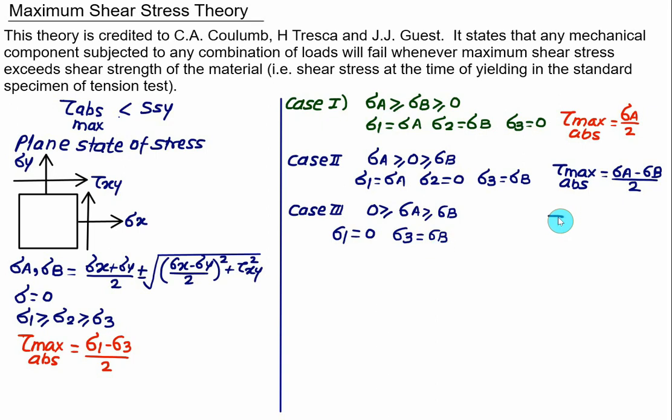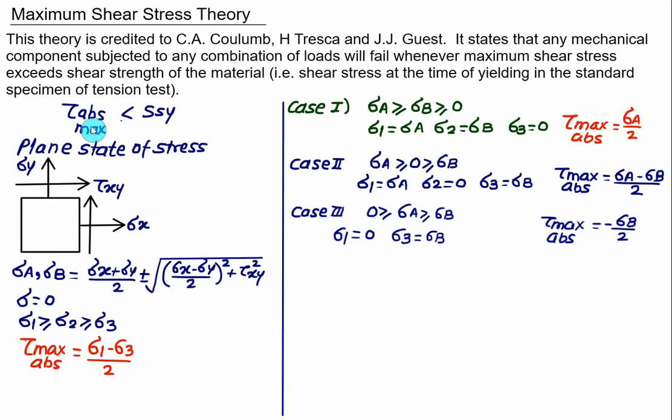So the absolute maximum shear, tau max absolute, by definition remains the same, equal to sigma 1 minus sigma 3 by 2. Sigma 1 is 0 and sigma 3 is equal to sigma B. So we'll get this value equal to sigma B divided by 2, but negative. So our value of tau max is fixed here, that is, the tau max absolute value will be either sigma A by 2, or sigma A minus sigma B by 2, or minus sigma B by 2, if we arrange the three principal stresses in the order of sigma 1 greater than or equal to sigma 2 greater than or equal to sigma 3.